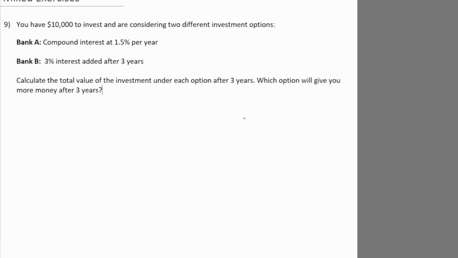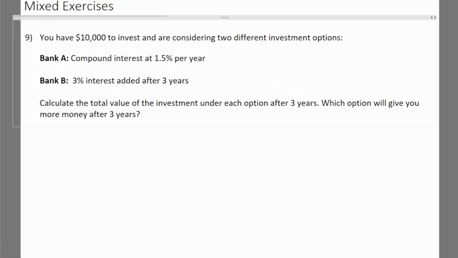Okay, so now let's take a look at the final question. You have $10,000 to invest and are considering 2 different investment options. Bank A offers a compound interest at 1.5% per year. This is simple. And Bank B offers a 3% interest added after 3 years. The wording here is a little tricky. We will deal with this in a second. Calculate the total value of the investment under each option after 3 years. Which option will give you more money?